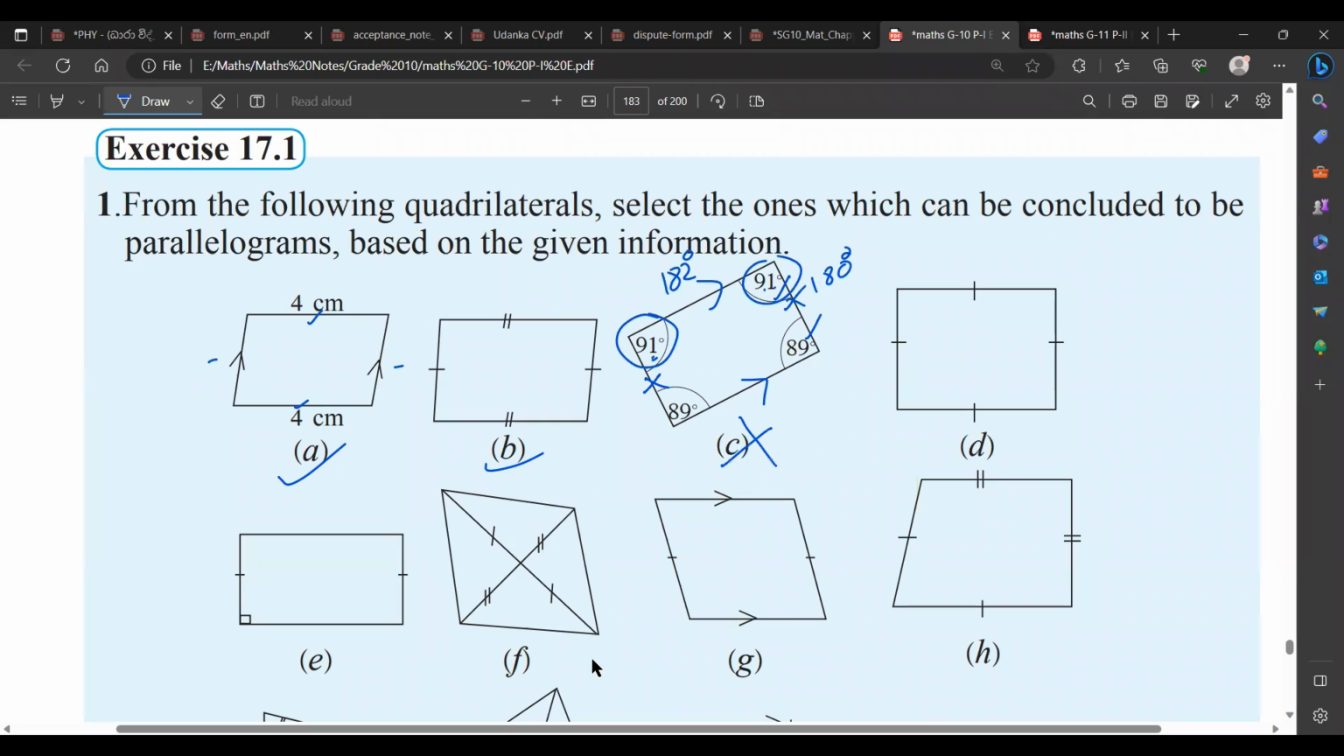In a parallelogram, opposite sides should be equal, or parallel. Here the opposite sides are equal, so this should be a parallelogram. Look here, these two lines are equal. They mention only this one, so we don't know whether these are parallel or not. If they mentioned this one also as 90, it would be parallel. So we don't know about that one.